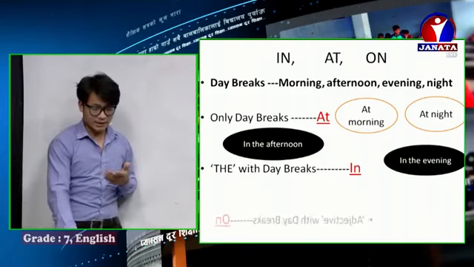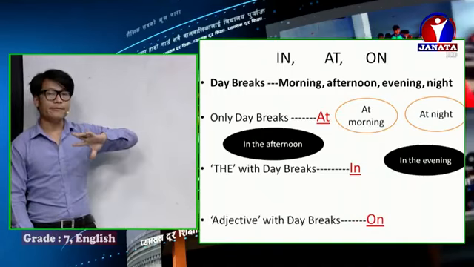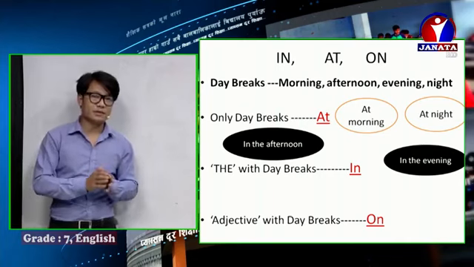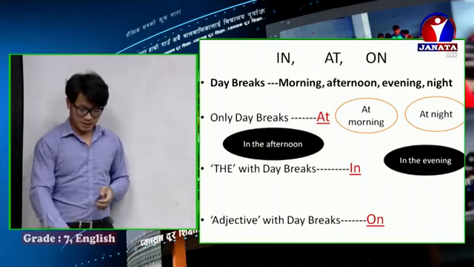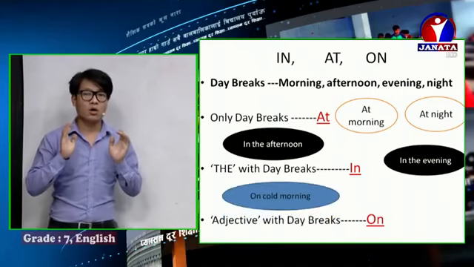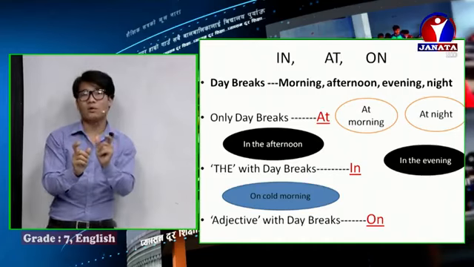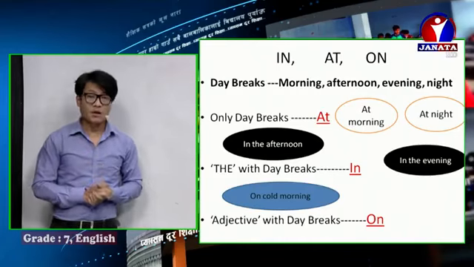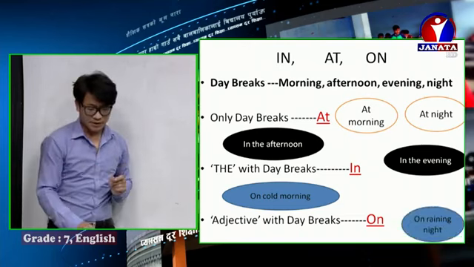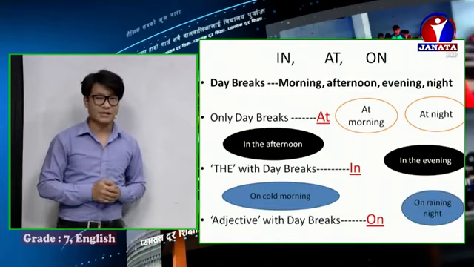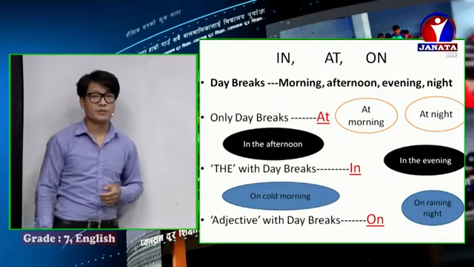Now another is here, adjective with day breaks. If there is an adjective with a day break, then we should use the preposition on. Example, on cold morning. Before the day break morning, there is cold, and cold is an adjective. So when there is an adjective, we use the preposition on. On raining night. So raining is the adjective there, so we use the preposition on.